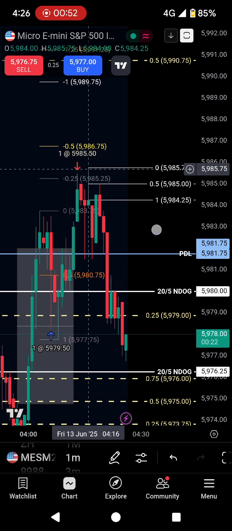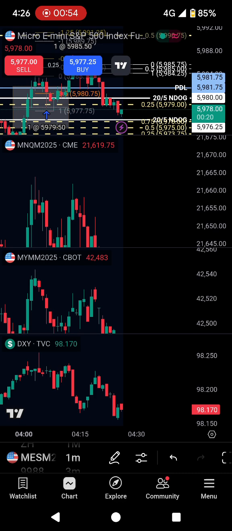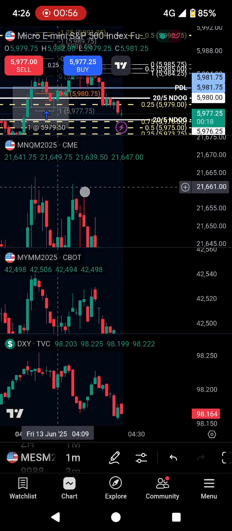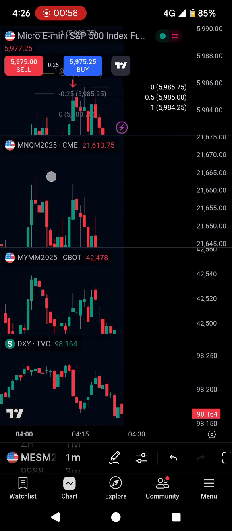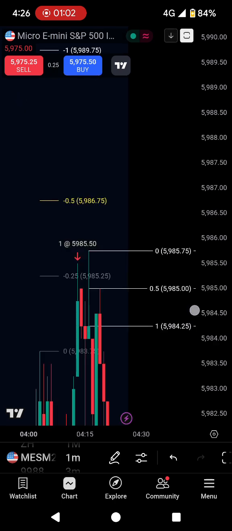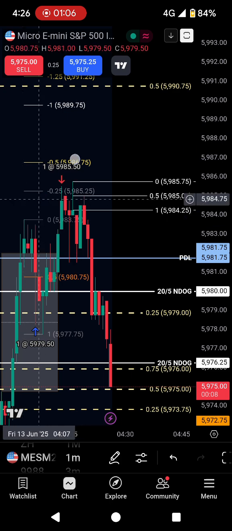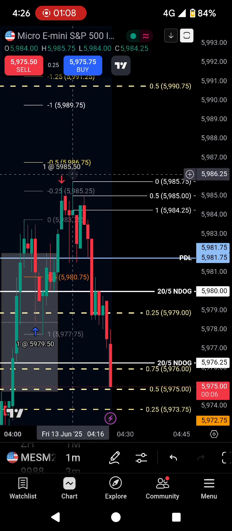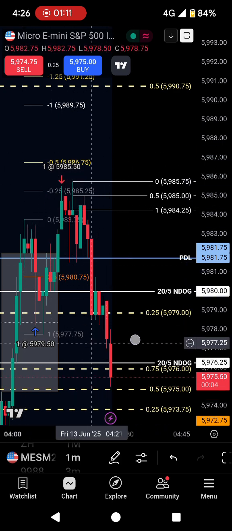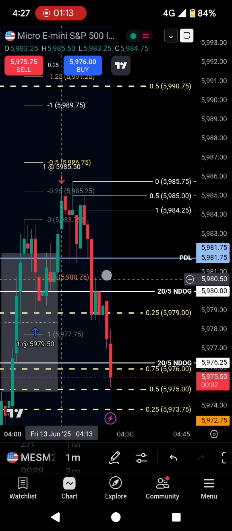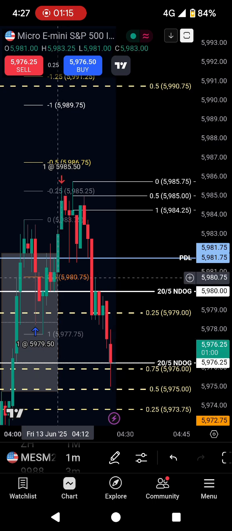The logic is that Nasdaq is failing to make a higher high when S&P makes that higher high. Remember, they are like sisters, they'll move together. So after that happens, I will have 1 contract on, and my stop loss will be trailed right here, making it a risk-free trade.